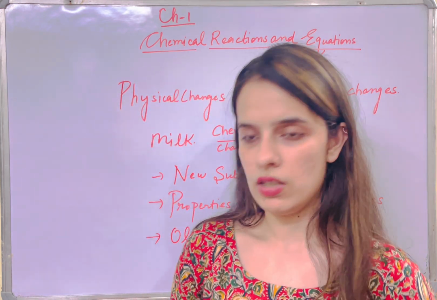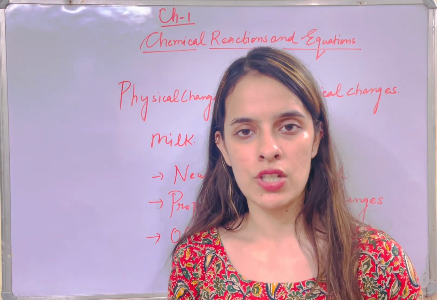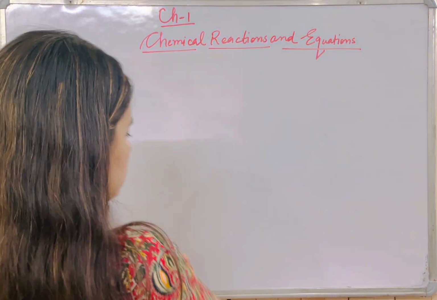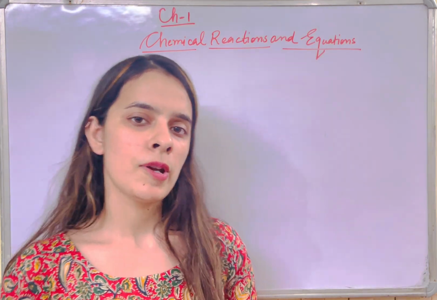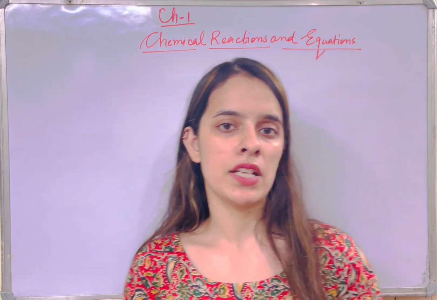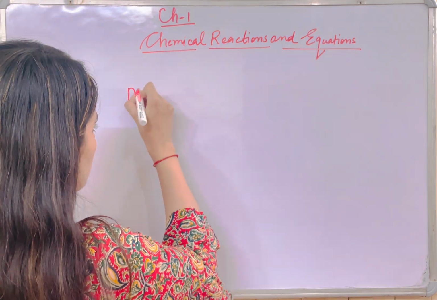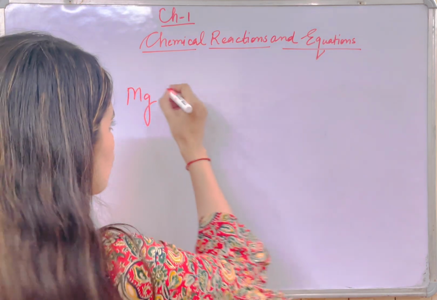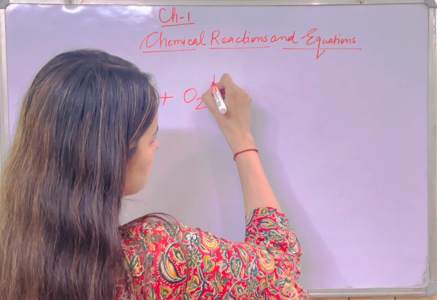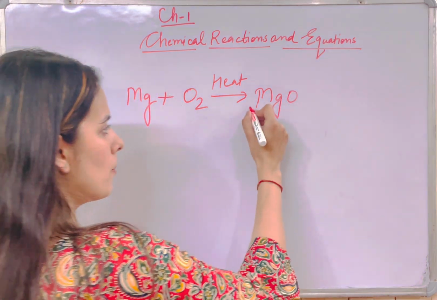If I have to give you some more example of a chemical change, then one is burning of magnesium. So when a magnesium ribbon is burned, firstly it has to be cleaned so that a layer of magnesium carbonate is removed. If you burn a magnesium ribbon, we know that oxygen is a supporter of combustion. So when magnesium ribbon is burned, what is formed? You are passing a heat, so magnesium oxide is formed.